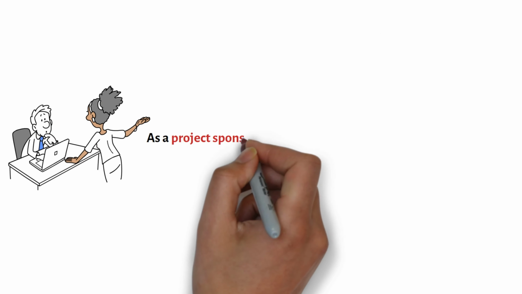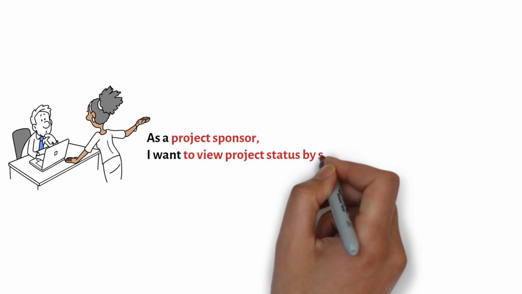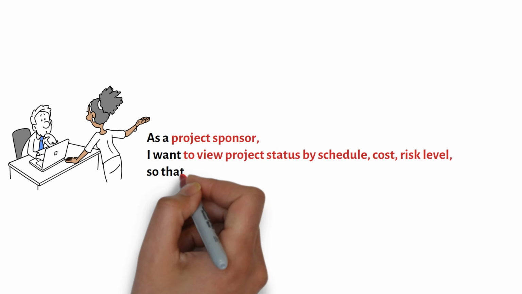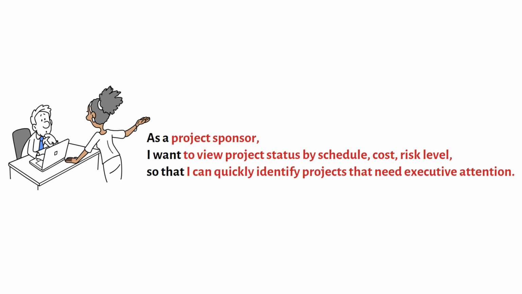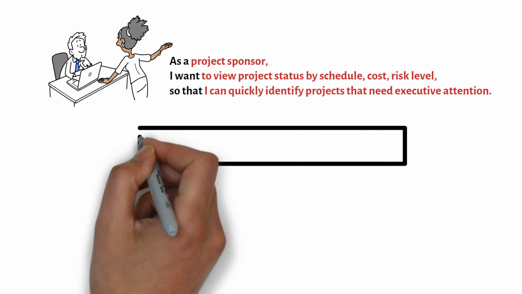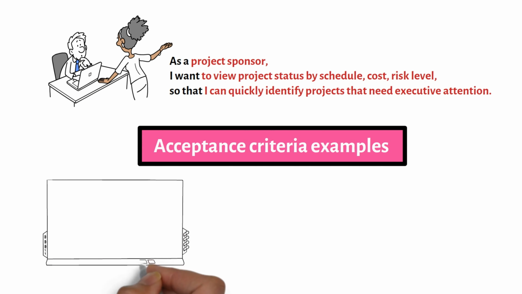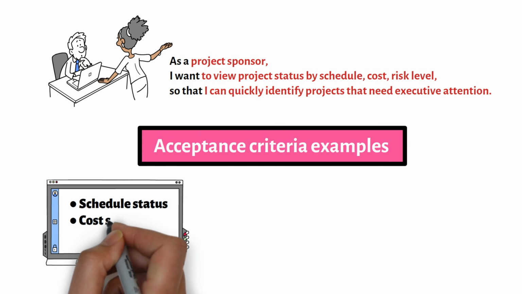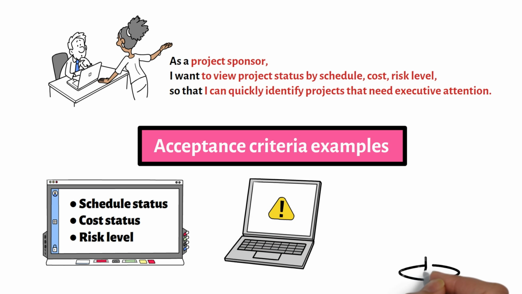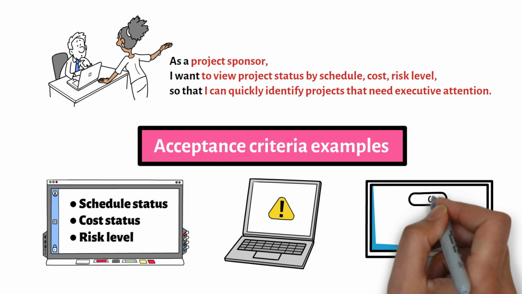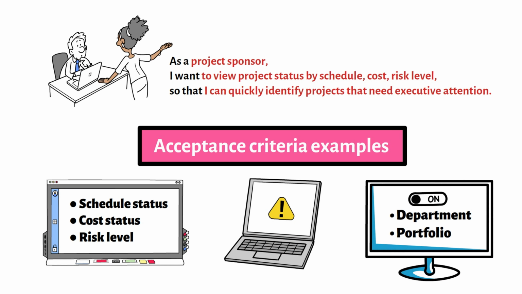As a project sponsor, I want to view project status by schedule, cost, and risk level, so that I can quickly identify projects that need executive attention. Possible acceptance criteria might include: the dashboard displays schedule status, cost status, and risk level. High-risk projects are visually highlighted. The sponsor can filter projects by department or portfolio.